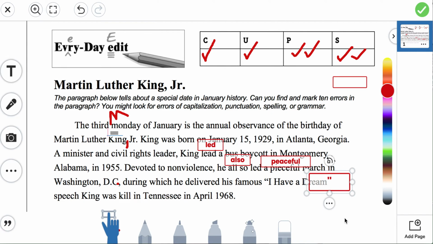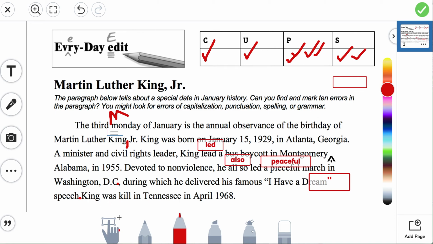King was kill. Now, I'm going to read this to you one more time to see if you can pick up the error. Devoted to nonviolence, he also led a peaceful march in Washington, D.C., during which he delivered his famous "I have a dream" speech. We need to add a period at the end of speech. Then, King was killed in Tennessee in April 1968. If we added a quotation mark, that means that's a punctuation error. Quotation marks are a type of punctuation mark. Then if we added a period at the end of the word speech, that's also another punctuation mark error.